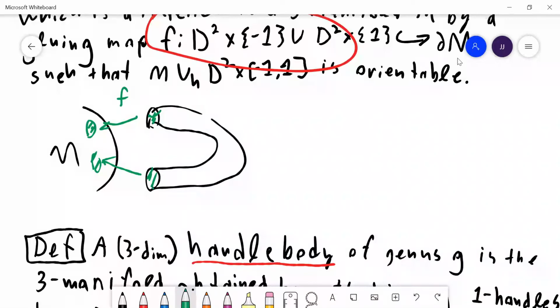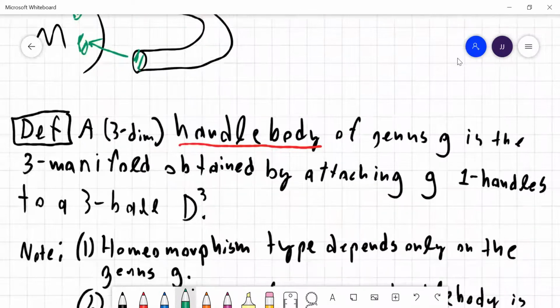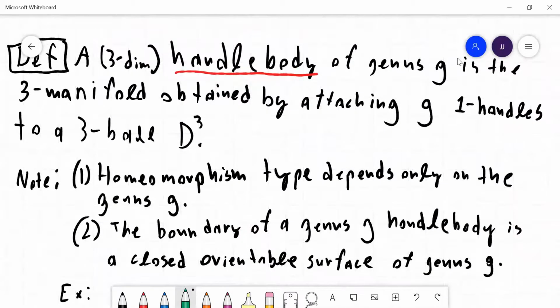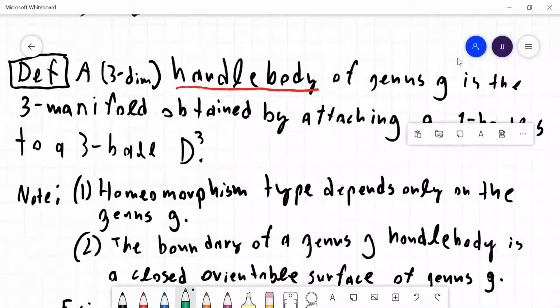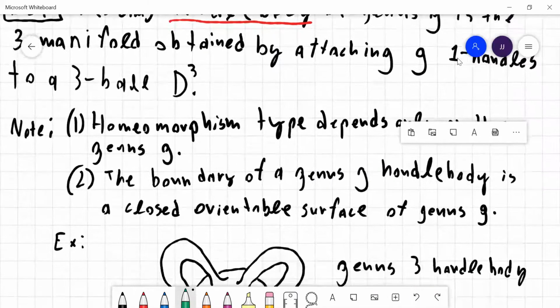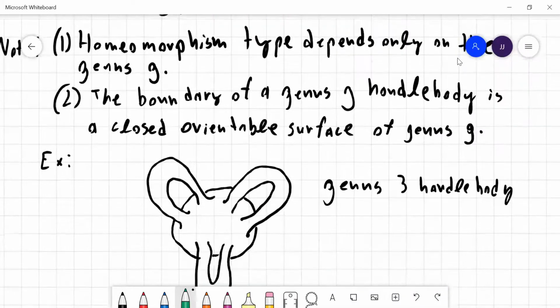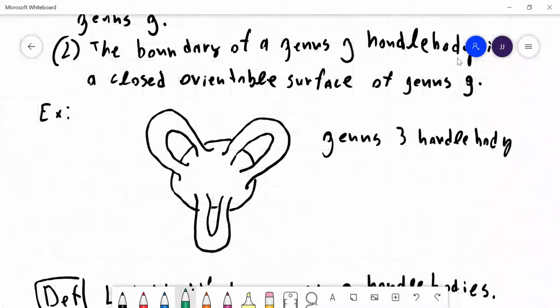All right, so from this, we can define a handle body. And here we're going to be working in three dimensions. There are higher dimensional analogs of all these definitions. A handle body of genus g is a 3-manifold attained by attaching g one-handles to a 3-ball. The homeomorphism type depends only on the genus, and the boundary of a genus g handle body is a closed orientable surface of that same genus. And here's an example of a genus 3 handle body.